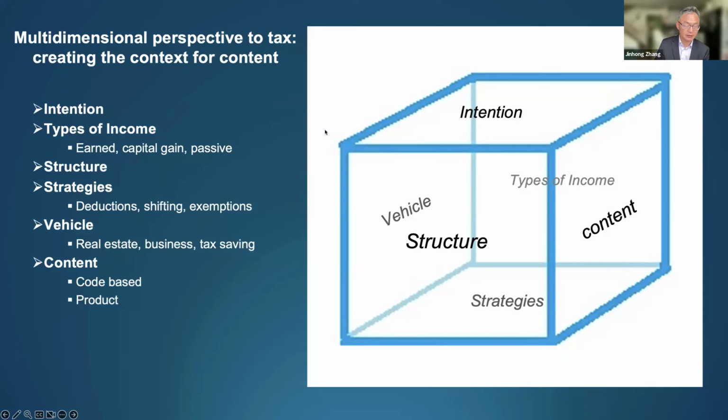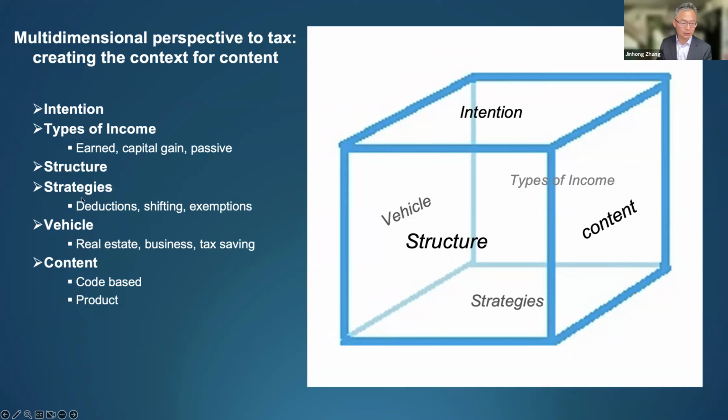We have this six dimension view of tax. The first is the intention. The intention is that the tax law is to encourage citizens to take care of ourselves, our business, our community, so that the government does not have to. Taking advantage of these incentives is good citizen, good behavior. And then the type of income, I'll talk a bit later, and then the structure and then the deductions.